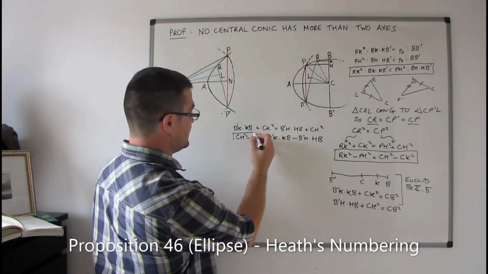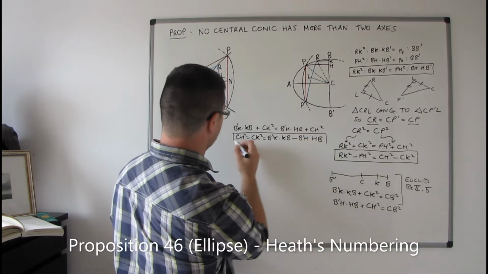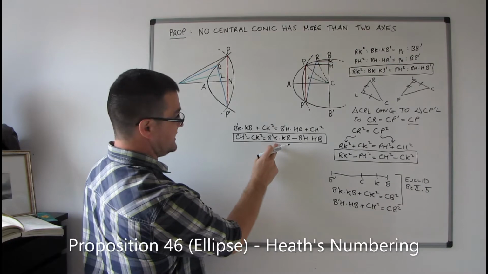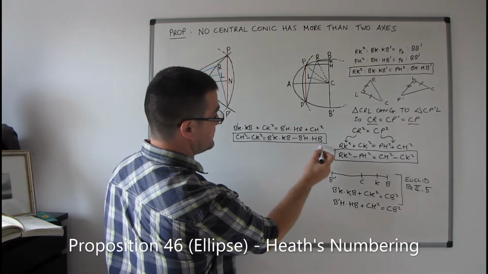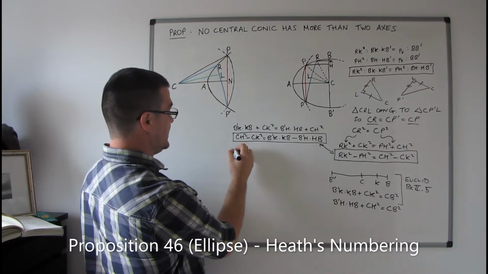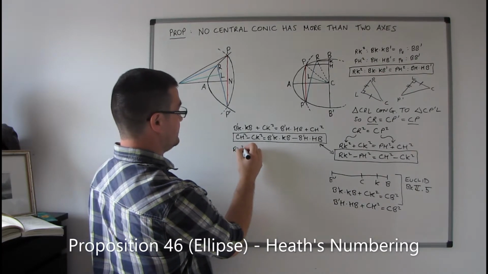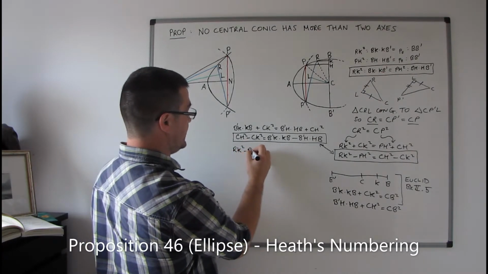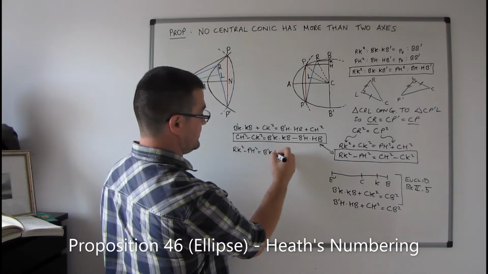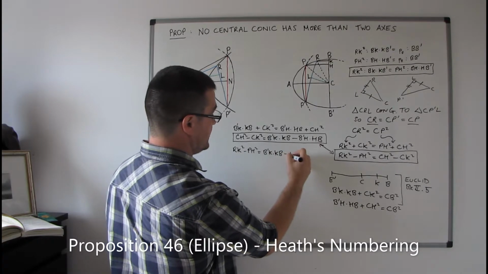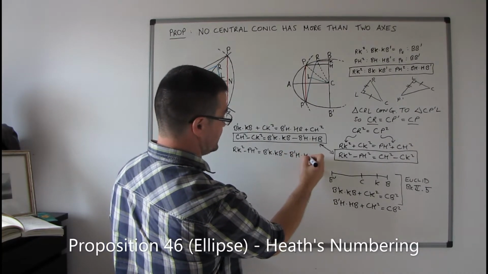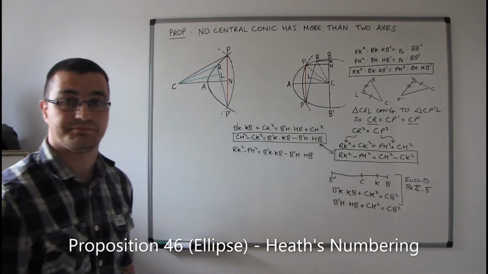And we're going to need this, because this and this together allow me to say that RK squared minus PH squared is equal to B primed K times KB minus the rectangle on B primed H and HB.